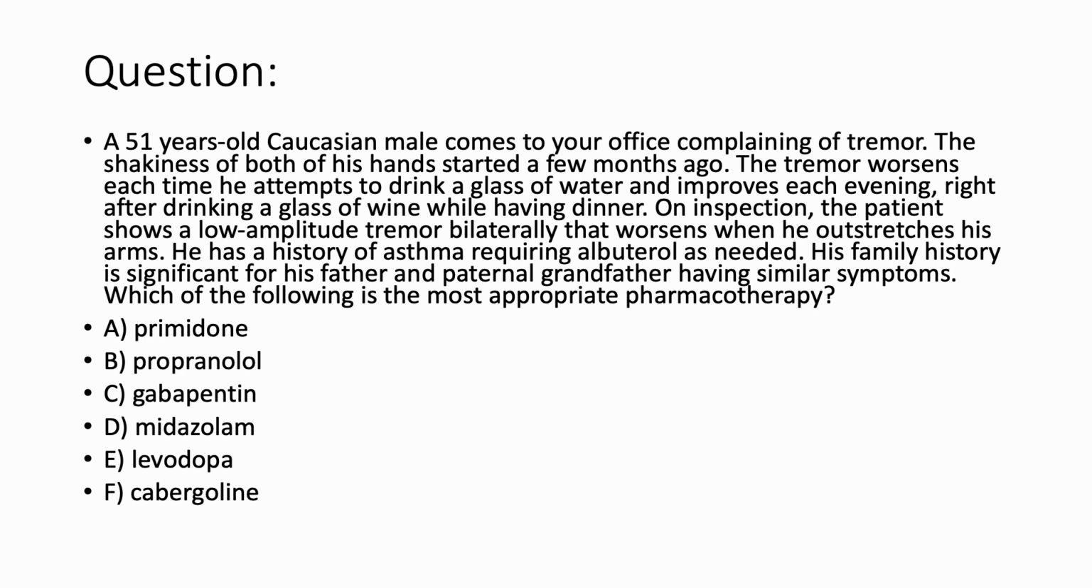On inspection, the patient shows a low amplitude tremor bilaterally that worsens when he outstretches his arms. He has a history of asthma, requiring albuterol as needed. His family history is significant for his father and paternal grandfather having similar symptoms. Which of the following is the most appropriate pharmacotherapy?